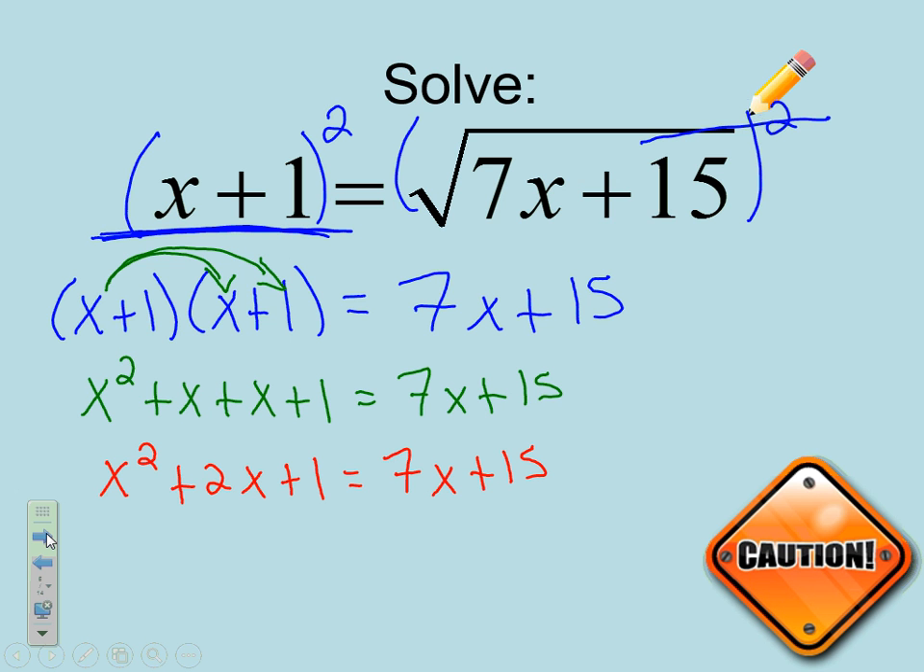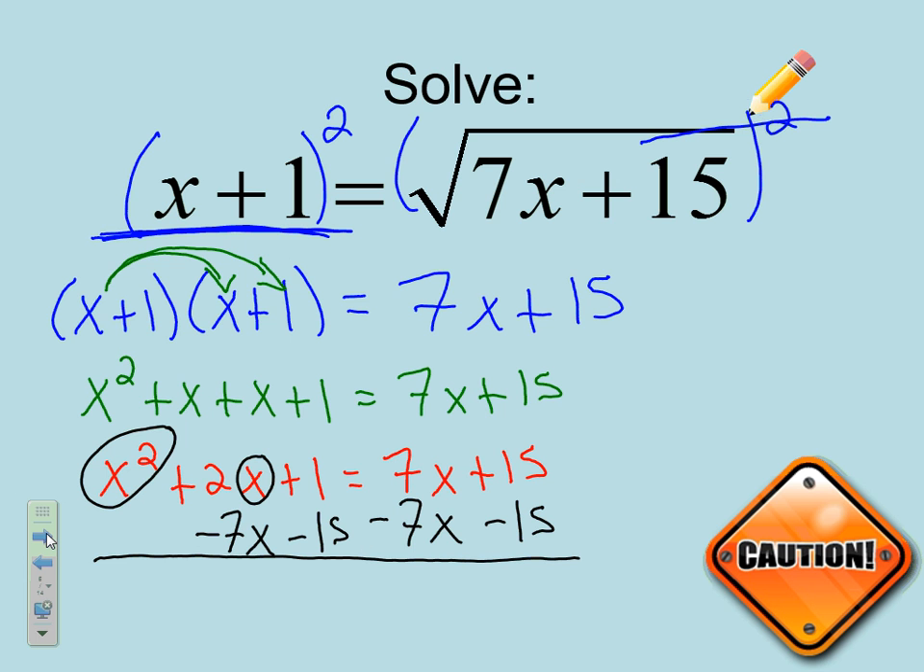Now, ladies and gentlemen, here's where this big caution sign comes into play. Here we have an x squared and we have an x, so we can't just solve. We have to get these to the same side. So I'm going to subtract 7x and subtract 15. I'm going to get x squared minus 5x minus 14 equals 0.